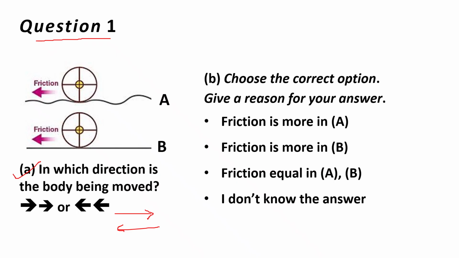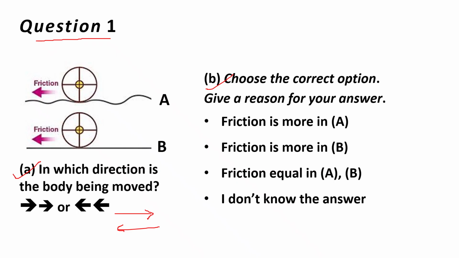In question number B, choose the correct option and give a reason for your answer. Friction is more in A. Here A and B, capital A and B. See these two pictures. Friction is more in A. Friction is more in B. Friction is equal in A and B. And I don't know the answer.